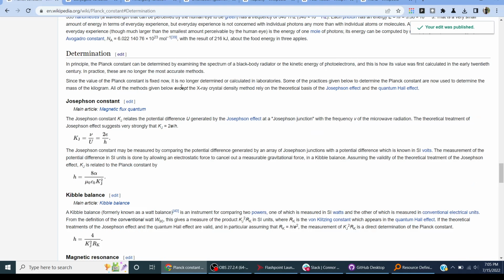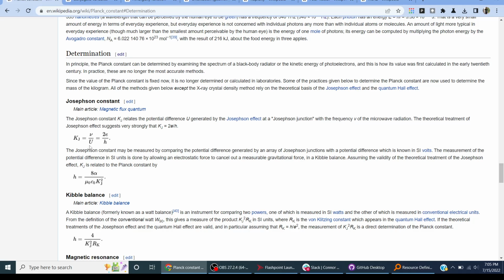All the methods given below except the X-ray crystal density rely on the theoretical basis of the Josephson effect and the quantum Hall effect. Josephson constant. Main article, magnetic flux quantum. The Josephson constant, K sub J, relates the potential difference U generated by the Josephson effect at a Josephson junction with the frequency v of the microwave radiation. A theoretical treatment of the Josephson effect suggests very strongly that K sub J equals 2e divided by h. K sub J equals v divided by U equals 2e divided by h.